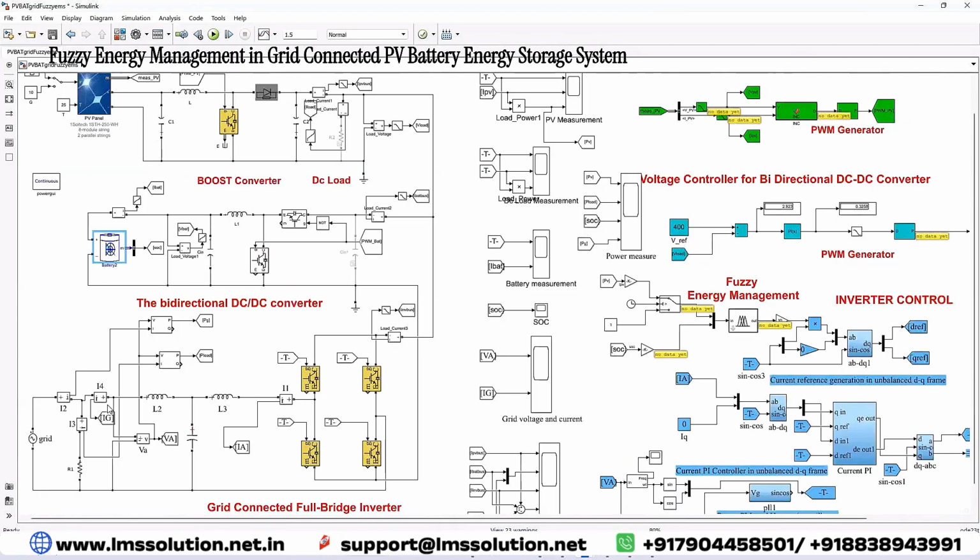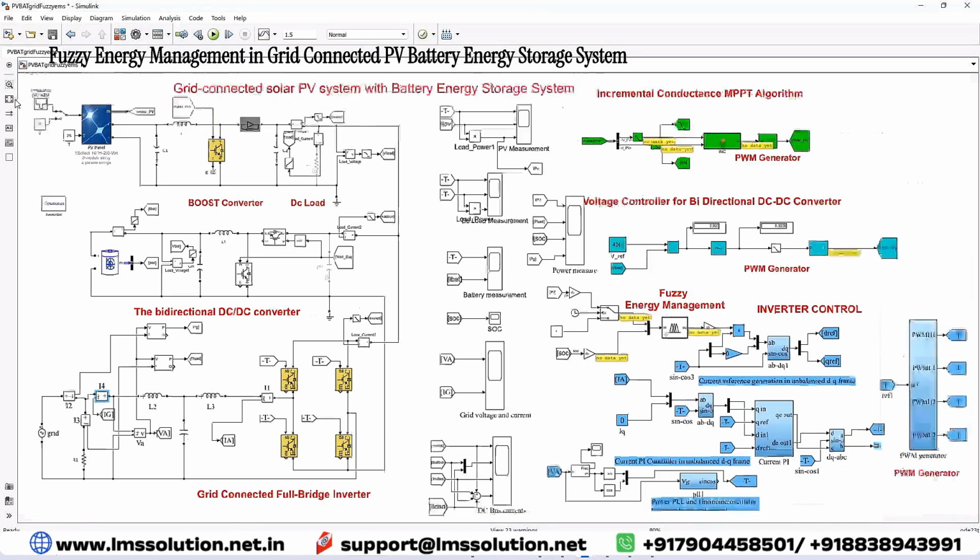So this is the point of common coupling. Here you are measuring the current. This is the current injected to the grid from this inverter. Here you have different scopes.